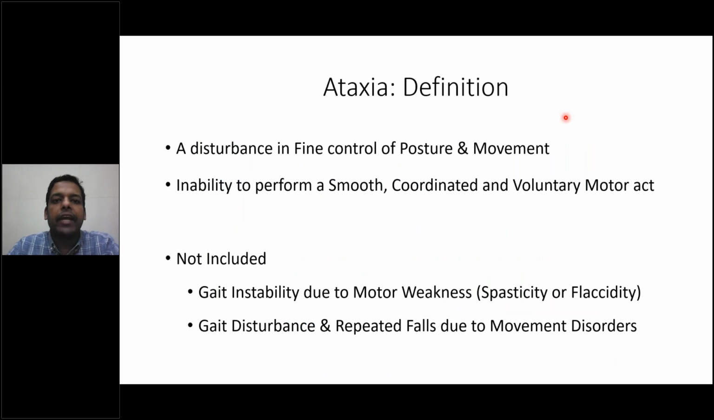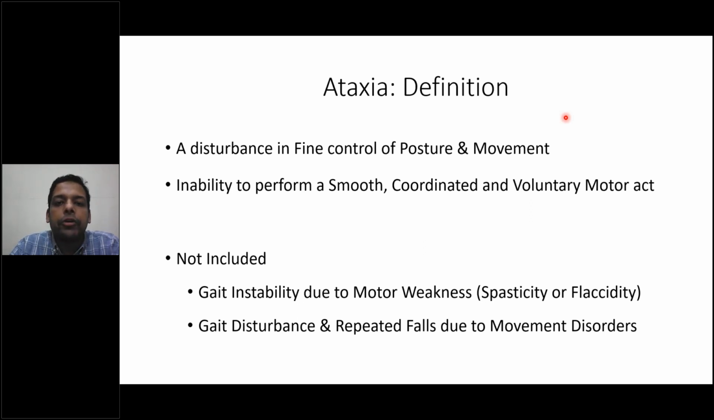So let us start with defining ataxia. Ataxia is defined as a disturbance in the fine control of posture and movement. It can also be referred to as an inability to perform a smooth, coordinated, and voluntary motor act. The importance here is the control in movement, the coordination, and the smoothness of movement. If that is lost, that is referred to as ataxia.